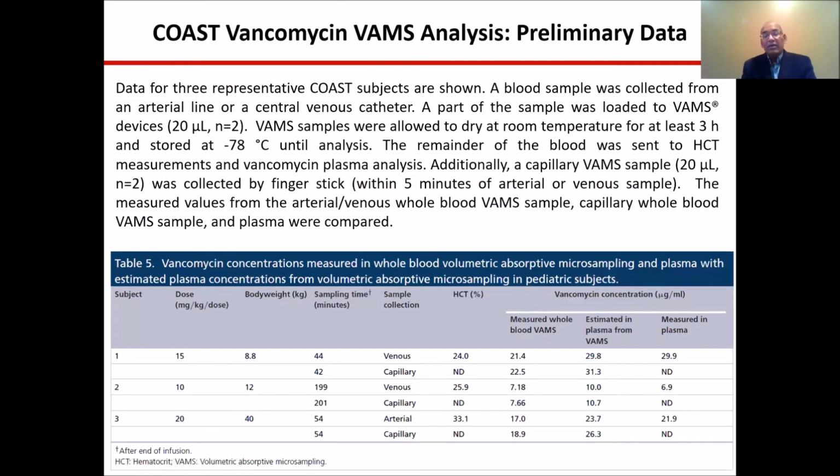And these are the results from the first 3 subjects at the time of the publication, where we compared venous blood concentrations from the VAMS to the capillary. As you could see, there has been a pretty good correlation across all these 3 subjects. And also at the same time, we have measured the plasma concentrations from the clinical core lab. And I think in 2 out of 3 cases, we do see a good correlation. However, we wanted to see how this really applies to a larger cohort of subjects.